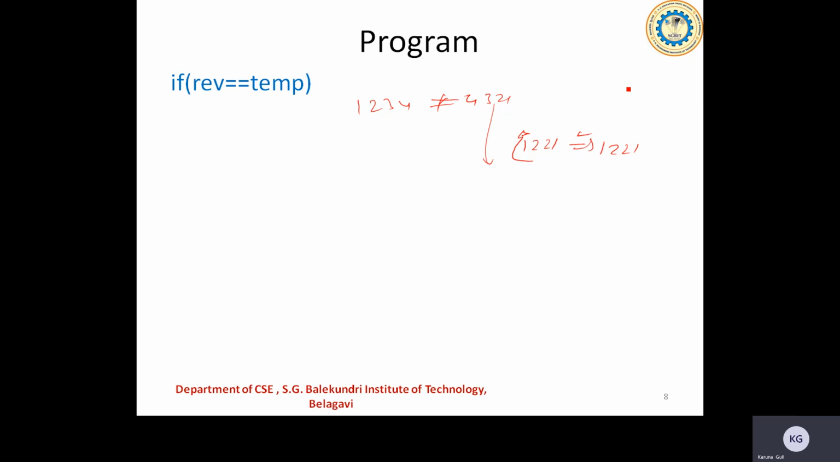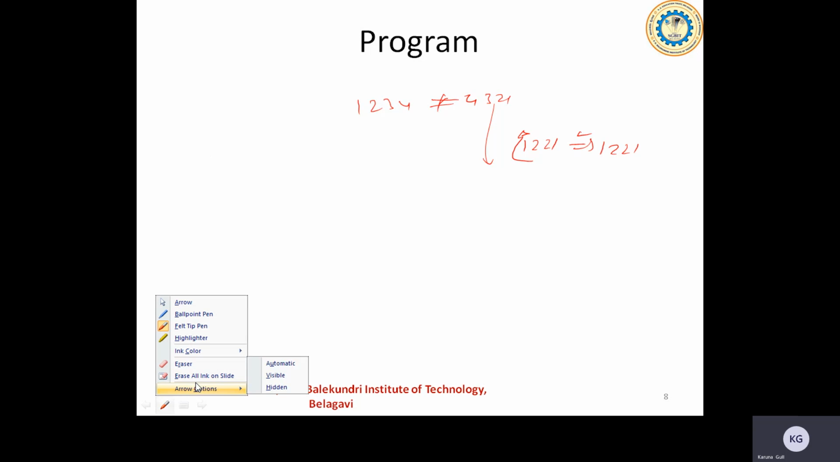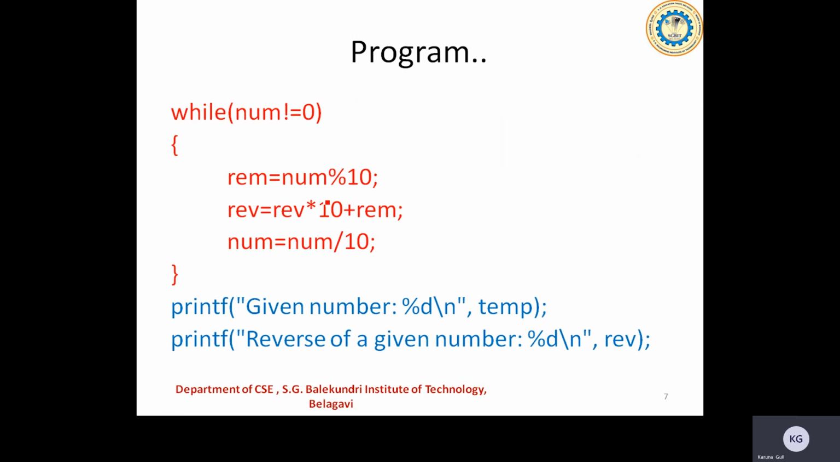Okay, before I conclude, I would like to take one simple example to show the working of this particular program. Let me take a very simple thing: 1, 2, 3, 4. I'll write this as number. So number is not equal to 0. I'll calculate the remainder here. So remainder is equal to, I'll be getting this as 4 now.